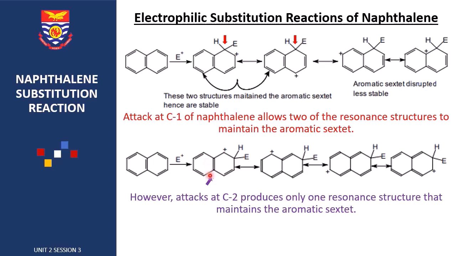Now, if you look at attack at carbon number 2, only one product is formed with the benzene ring intact. All the other three do not have the benzene ring intact. So it means that the attack at carbon number 1 allows the formation of more stable products as compared to attack at carbon number 2.